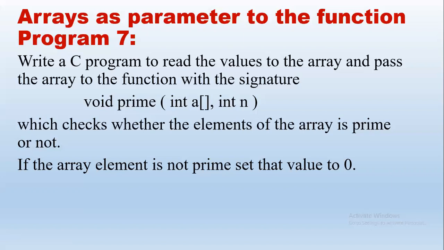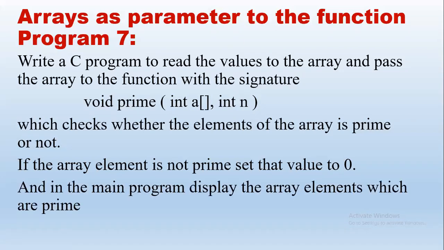We have seen modifications on array values. Similarly here, in case the array element is prime, then we have to print them. So we will not change the value of the array element. We will leave it as it is, and in the main we will print them.